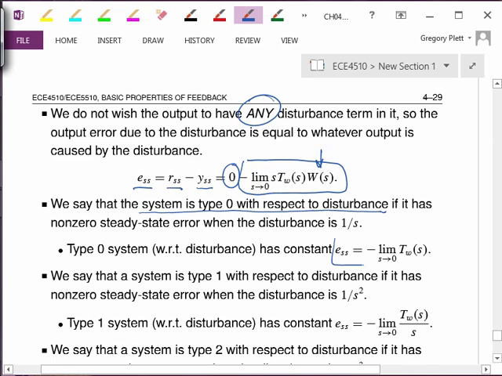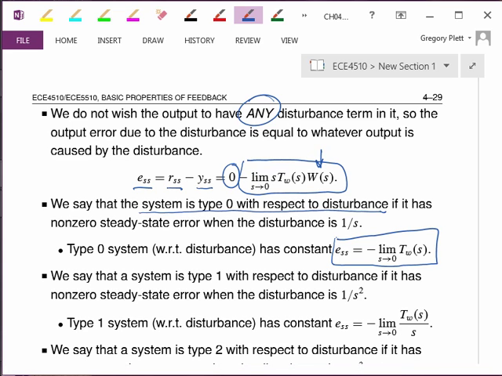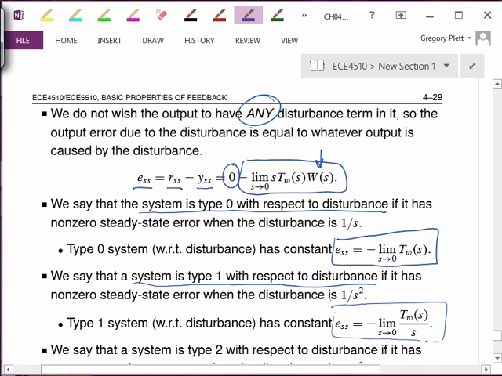That is, in this case, we have a constant non-zero, non-infinite value for the steady-state error, ESS equals minus the limit as s approaches 0 of TW of S, would be a type 0 system. Similarly, a system is type 1 with respect to disturbance if it has non-zero steady-state error when the disturbance is a unit ramp, 1 over s squared. And we would evaluate that as a type 1 system with respect to disturbance has constant steady-state error equals negative limit as s approaches 0 of TW of S over S.